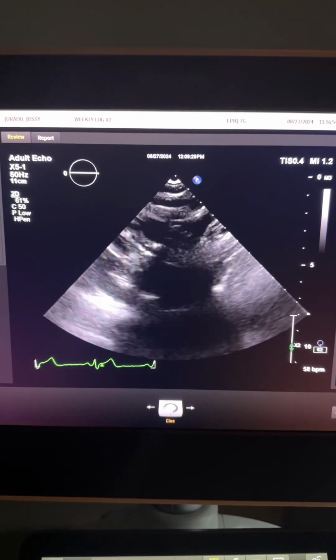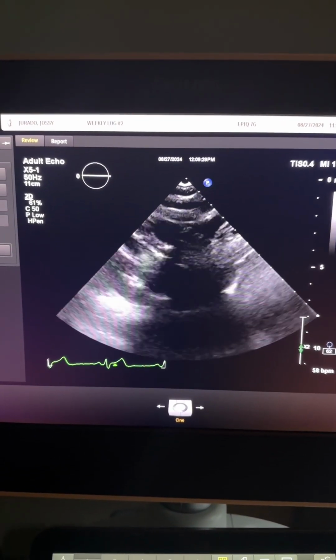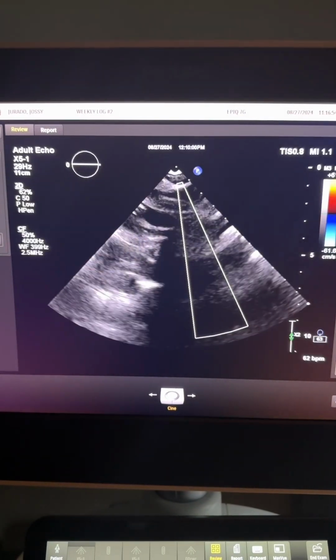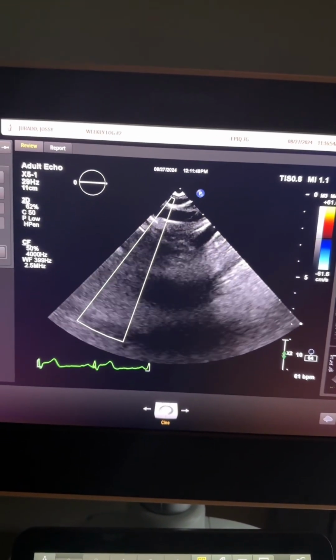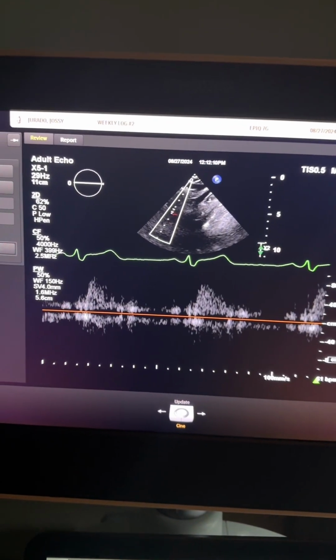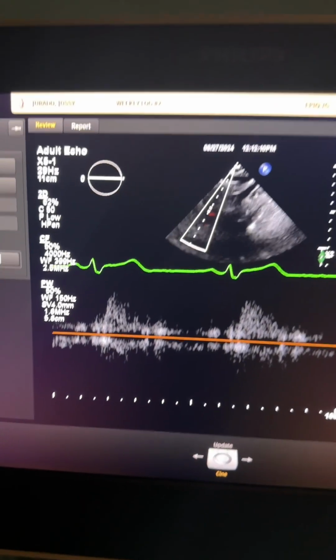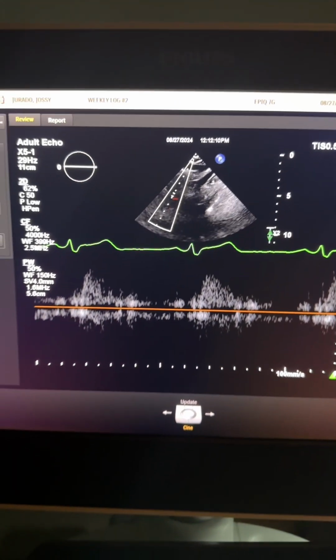I struggled with the suprasternal notch. I added some color to both sides. I ended up adding a pulsed wave Doppler to the ascending aorta.